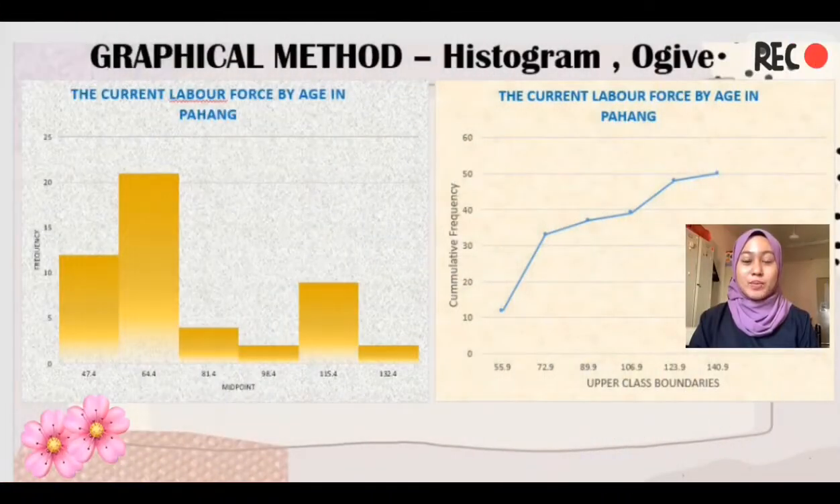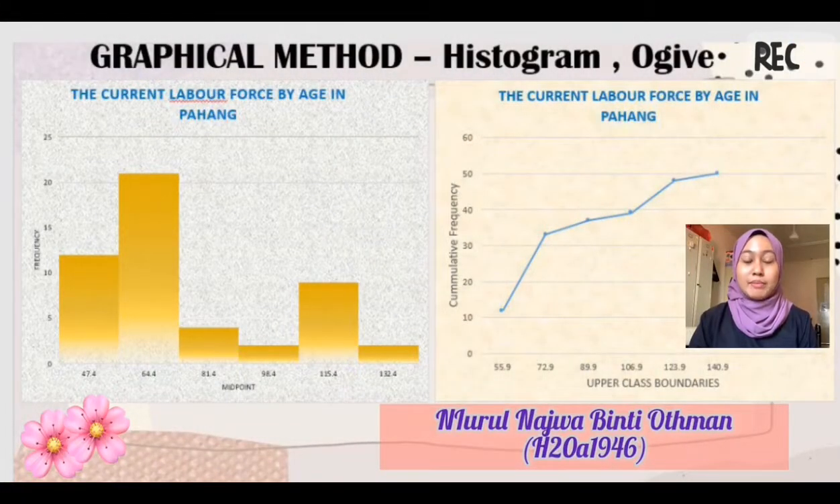Hi, Assalamualaikum. My name is Nursyuhada Binti OTHMAN and my matric number is H20A1946. I'm going to present about the graphical method.